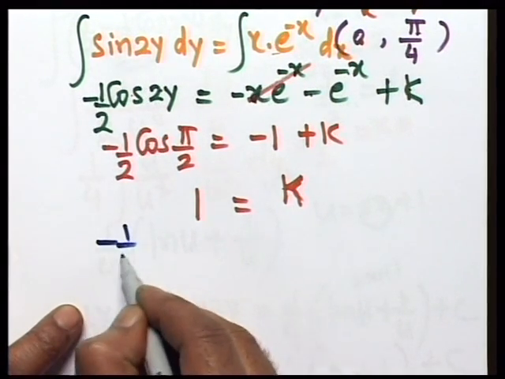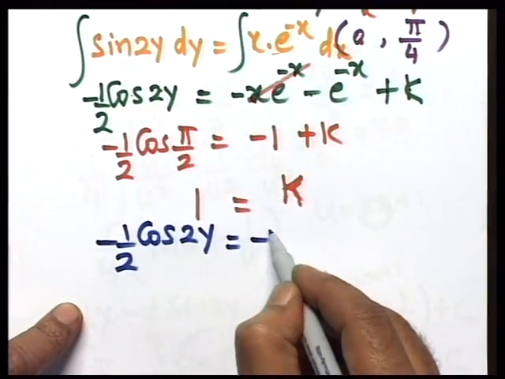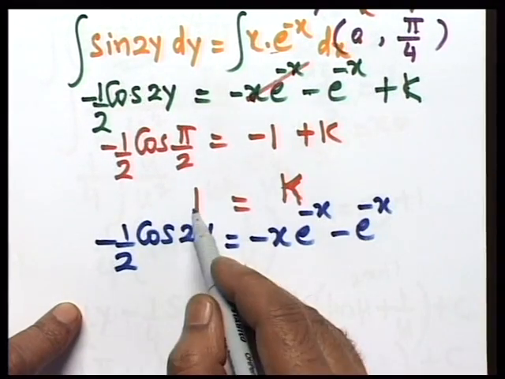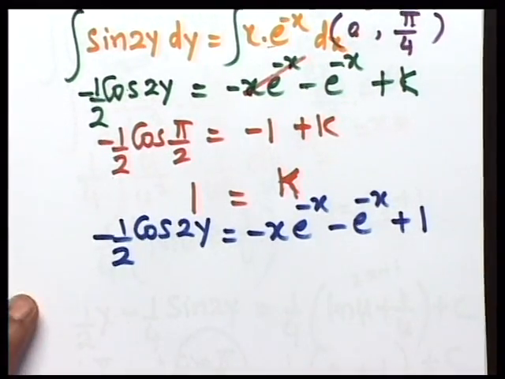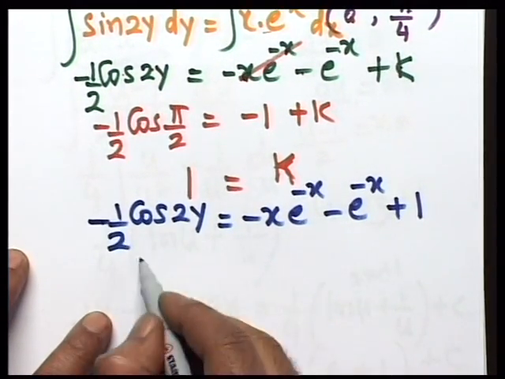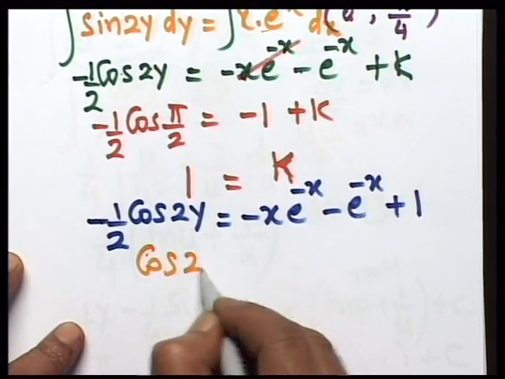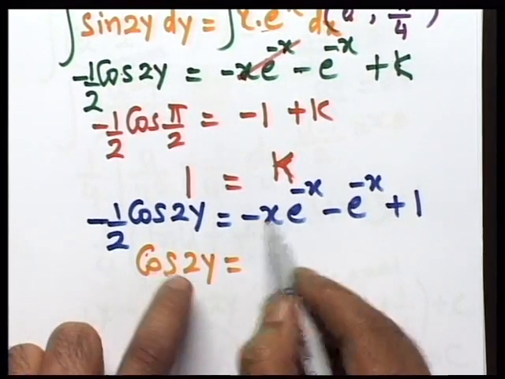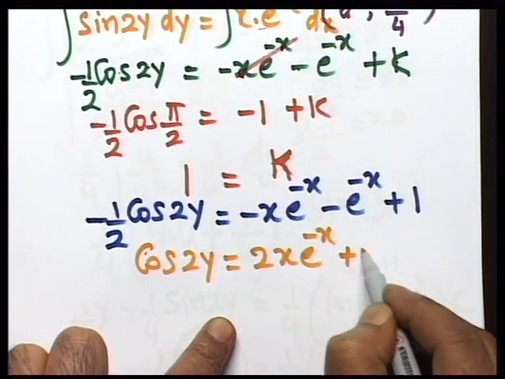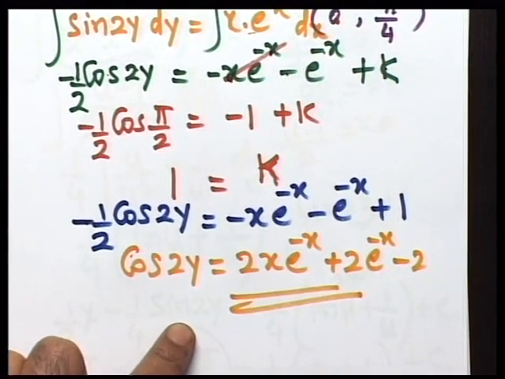That's a minus a half cos 2y equals minus x e to the minus x minus e to the minus x. The value of k is 1, so it's a plus 1. Just transfer the 2 there and remove the minus. The final step should look like cos 2y equals, the minuses will go away, 2x e to the minus x plus 2 e to the minus x minus 2. That's how we can leave the answer.